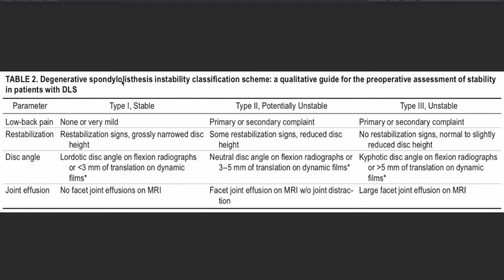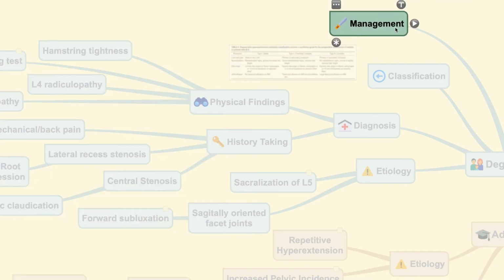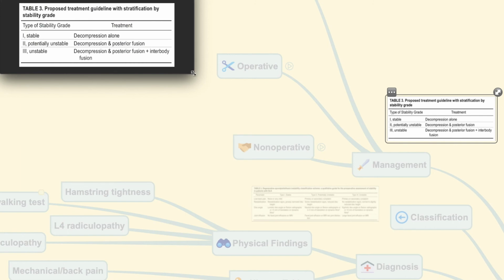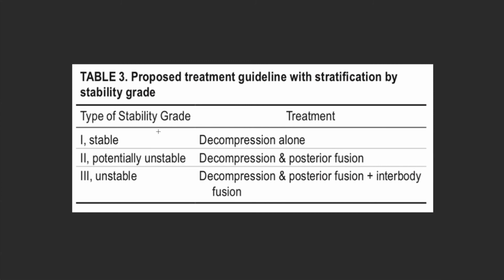Well, after you know that the patient can be classified into these three groups, we move forward to the treatment, because you need to know that the treatment is based on the condition of the patient. If the patient is still in a grade 1 type of stability, then treatment should always include decompression alone. But if the patient has a grade 3 type of stability, then decompression and posterior fusion or interbody fusion should be performed to provide relief of the nerve compression along with restoring the stability of the spine.